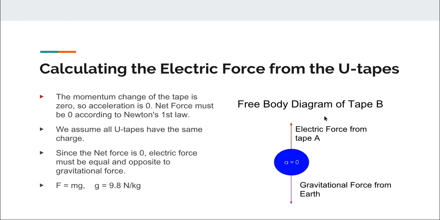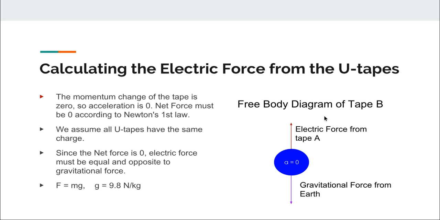the net force must have been zero since these were at rest. Next, we assume that all U-tapes must have had the same charge since they went through the same process of being created, and they all had the same charge sign since they repelled one another. The net force was zero, and because of that, the electric force must have been equal and opposite to the gravitational force.